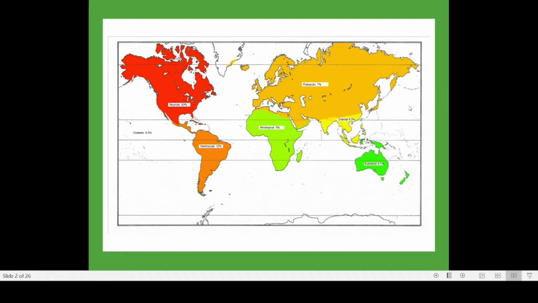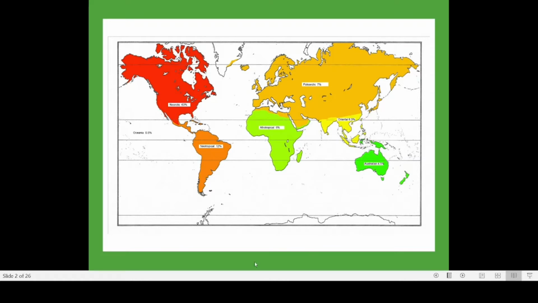In this map, you can see the different regions or realms of the world. You can see this is the Neotropical region, and this is the Nearctic region. Then this is the Palearctic region, and here you can find the Ethiopian region, otherwise known by the name Afrotropical region. Then we have the Oriental region, and we also have the Australian region. And today in this class we are discussing the Neotropical region.